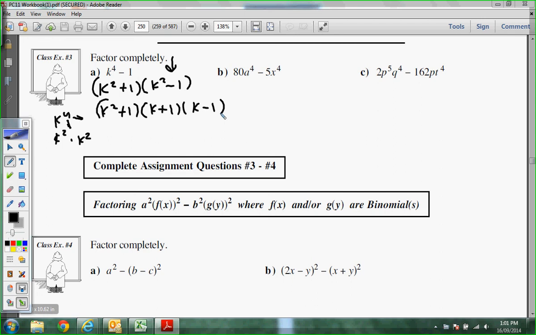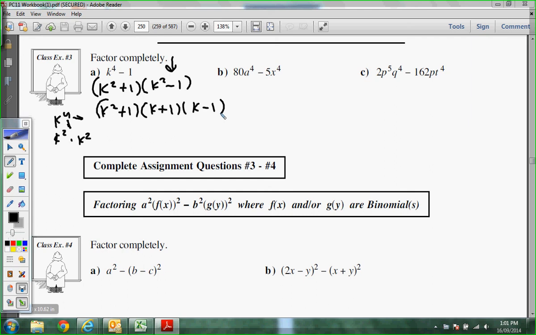Which part? So this right here, are you good with that? Okay, this right here is also a difference of squares, so we need to do it again. Because it's a minus, right? Is K squared a perfect square? Yeah, K times K. And is 1 a perfect square? Yeah, 1 times 1. It's a simple one. And so these two come from that. It's kind of layered, you could say. We're doing it twice.